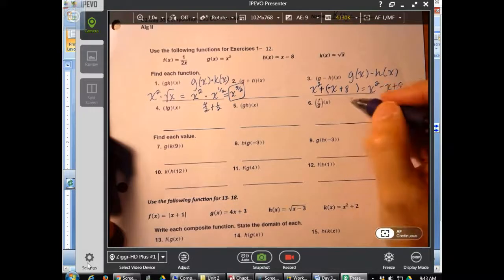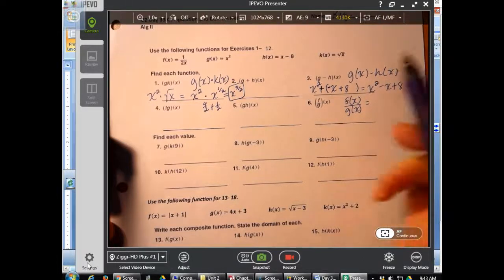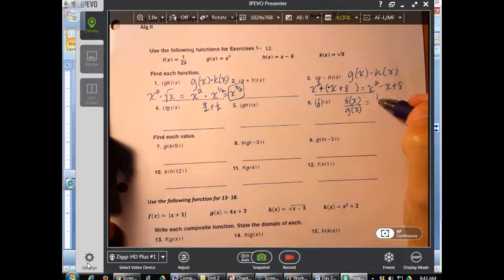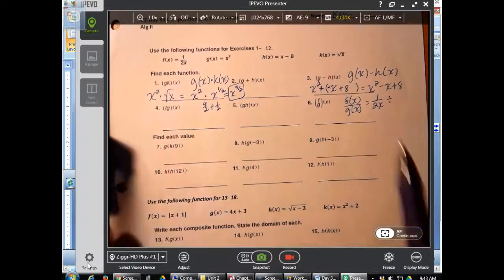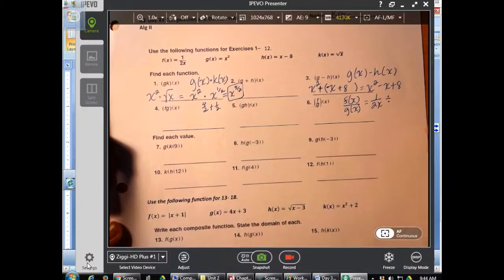Number 6 is one that I do want to go over with you. It's really f of x divided by g of x. And then f of x is 1 over 2x. Now, this time I may write this a little bit differently because I have a fraction here, so it's kind of a new little scenario there. So I'm going to say 1 over 2x divided by my g function, which is x squared. So I'll write this like this.